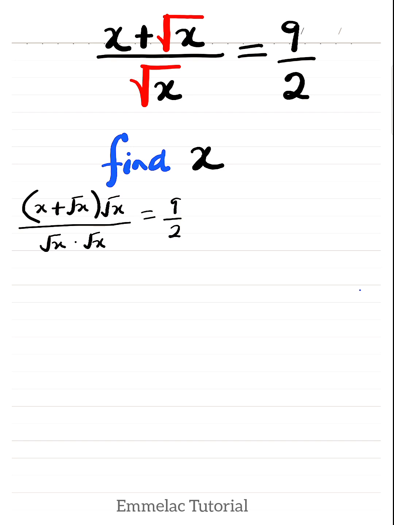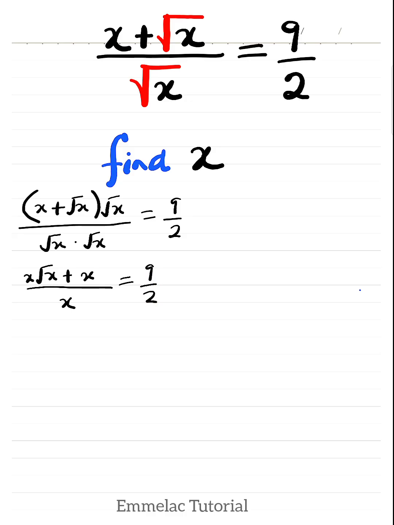Now all we just need to do now is to distribute this to both this and this. So that gives us x root x plus x, and that's because root x multiplied by root x will give us x, then all over x, then equals 9 all over 2.